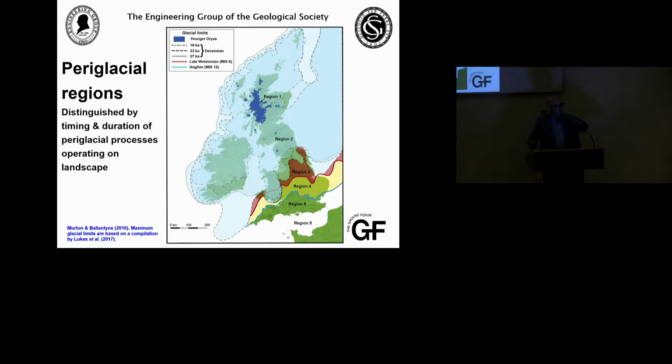We can also look at the areas which were periglaciated. We can look at the areas which were dominated by permafrost conditions. So to the south of the ice limit, we would have permafrost, and as the ice then started to retreat, we would have had glacial conditions as well as periglacial conditions. Two separate modification processes taking place in terms of that ground profile.